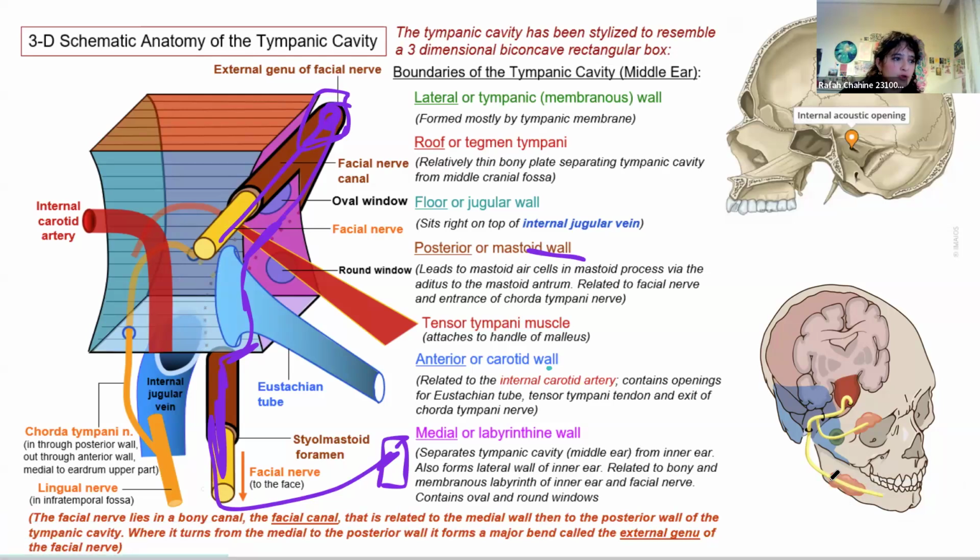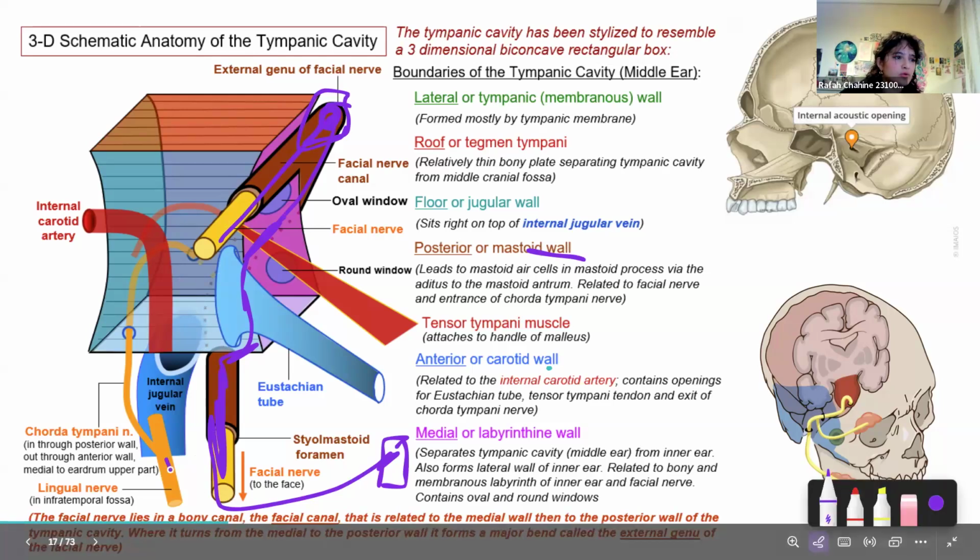Now about the cranial nerve number 7 is that it will also give us the lingual nerve and the chorda tympani, because the chorda tympani is a branch of the cranial nerve number 7, right? So these branches are going to come and they're going to enter actually the middle ear cavity.